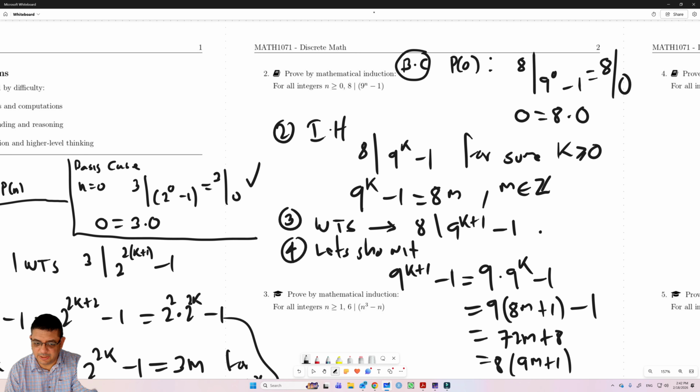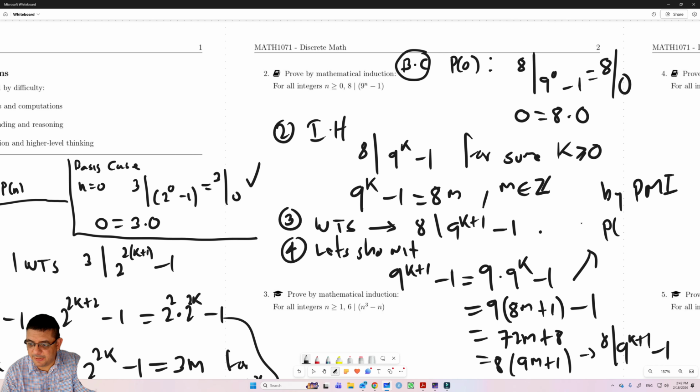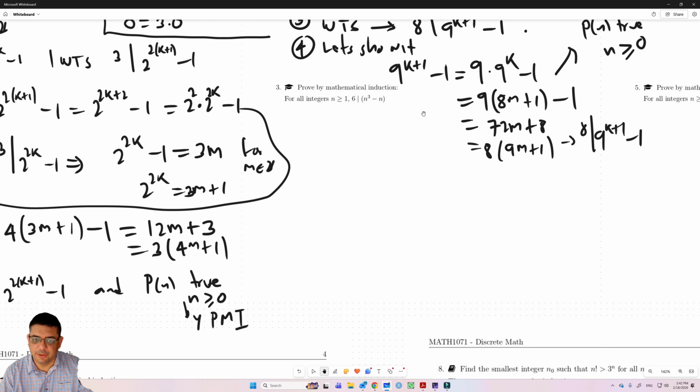And so 8 divides 9 to the k plus 1 minus 1. This will be the solution to that. Then we say, by the principle of mathematical induction, P of n is true for n bigger than or equal to 0. Notice that when you're doing the proof, I have some reduced space here, but you should try to write everything that you need for the proof.